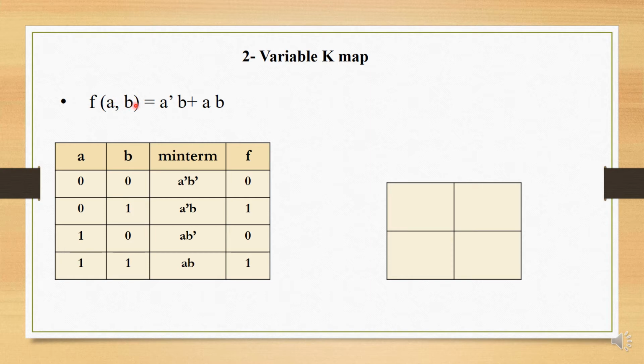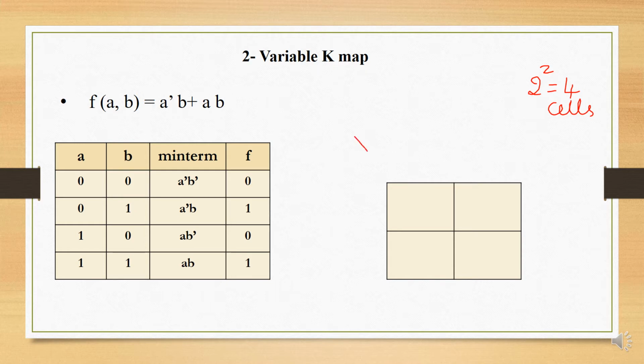As we have two variables here, we can say 2 power 2. In general, we can say 2 power n, where n is the number of input variables. The number of input variables in this example is 2. Therefore, 2 power 2 will give you 4. So a two variable K-map will have 4 cells in it. As shown in the diagram, we have 4 cells in the K-map.